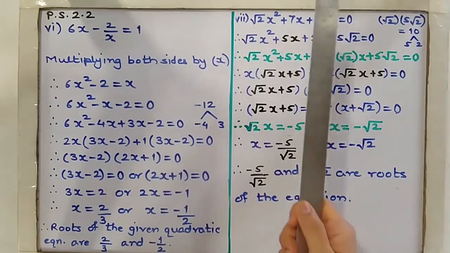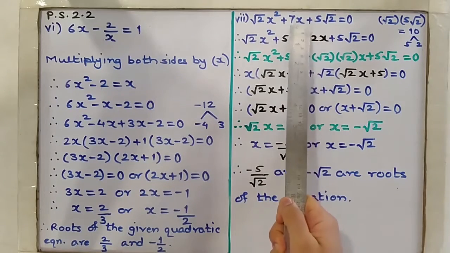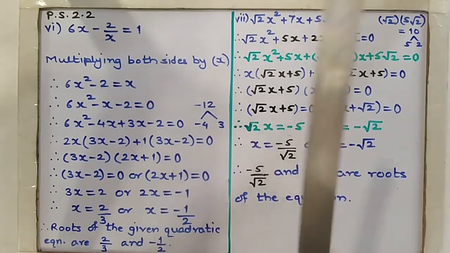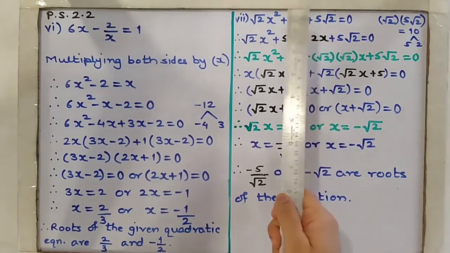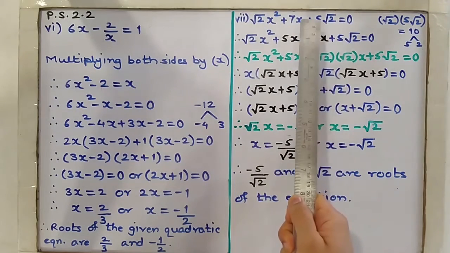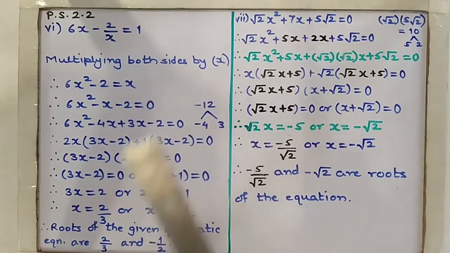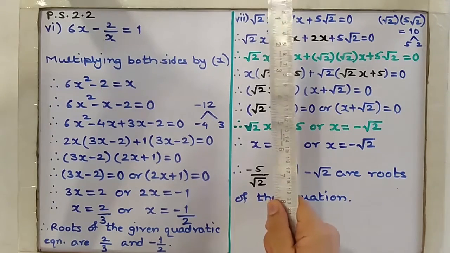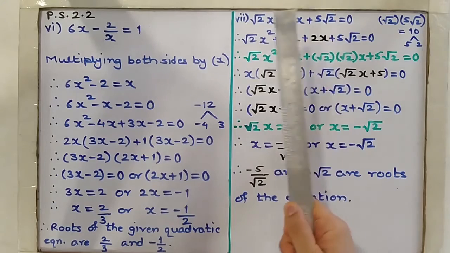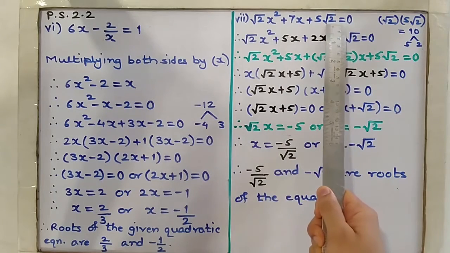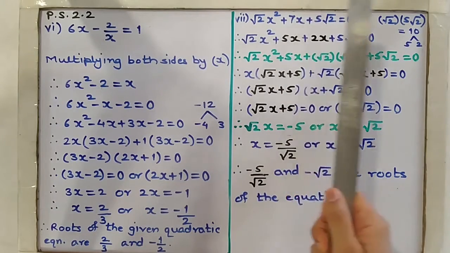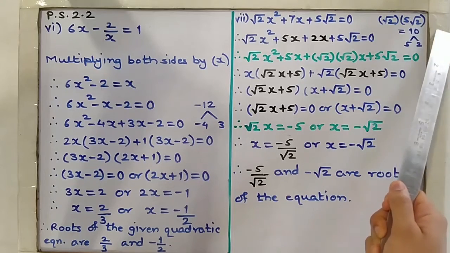Question number 7. Question is root 2 x square plus 7x plus 5 root 2 equal to 0. Coefficient of x square is root 2, coefficient of x is plus 7 and the constant is 5 root 2. So in the first step we will multiply root 2 with 5 root 2. Root 2 multiplied by root 2 is 2 and 2 multiplied by 5 is 10. So the product is 10.